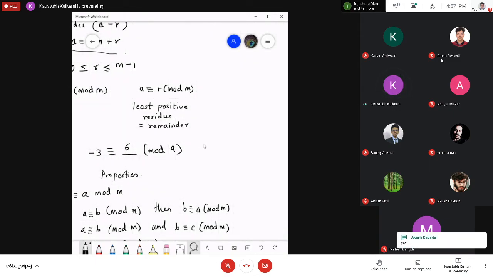Okay. So when I'm saying remainder, okay, so let's say where are the multiples of 9? 9, 0, minus 9. Okay, and minus 3 is, let's say, somewhere here. Now what should happen is my remainder should be positive. Okay, so here my A is minus 3.